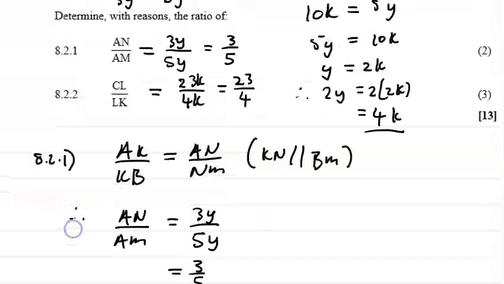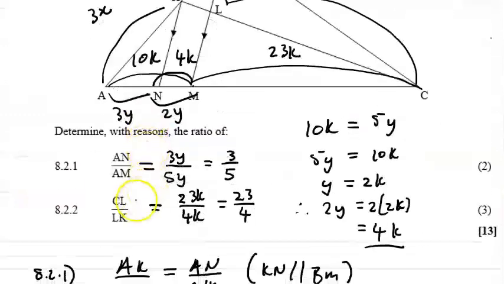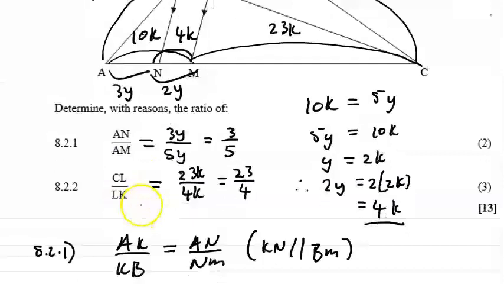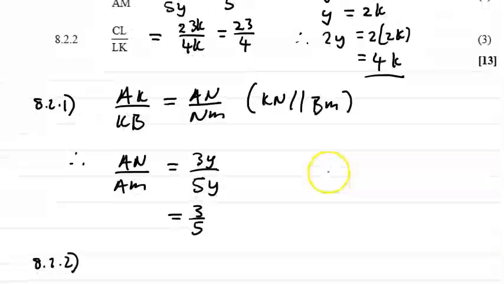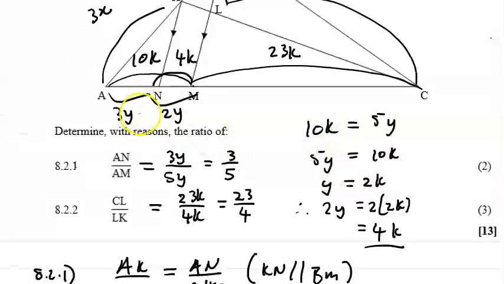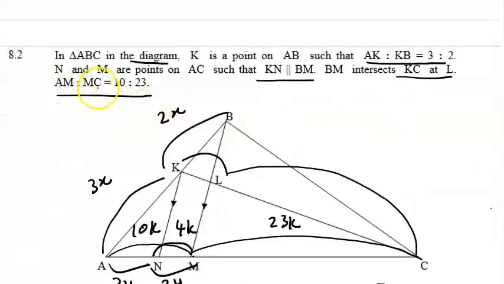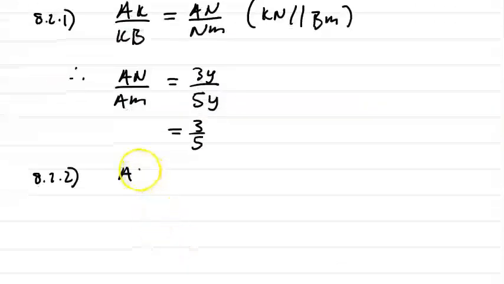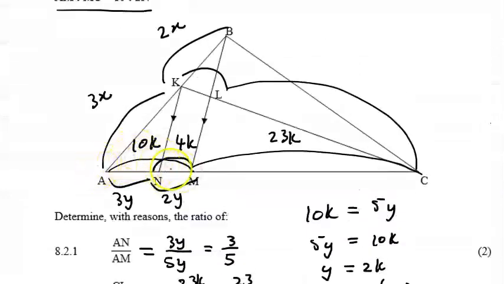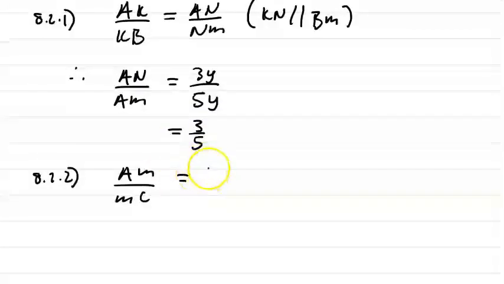8.2.2. In our second solution here, we must write the ratio of CL over LK. We've got our answer already, we just need to write our statements. So my first statement is going to be as follows. I'm now going to write down what's given here. AM over MC is equal to 10 over 23. And what did I call it? 10K. So let's write it down: 10K over 23K, that was given.